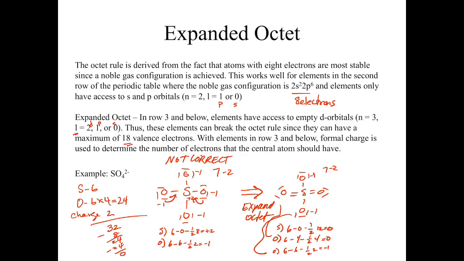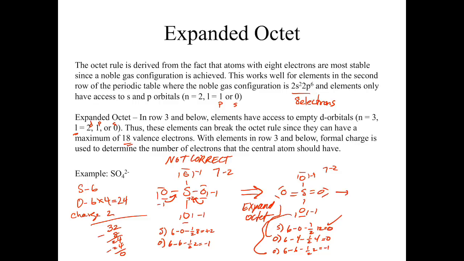So now we have our -2, and as we can see, by expanding octet, we've gone from having a +2 formal charge and then 4 -1 formal charges to just simply having 2 -1 formal charges on the oxygens. And this makes a lot more sense when you think about the structure.